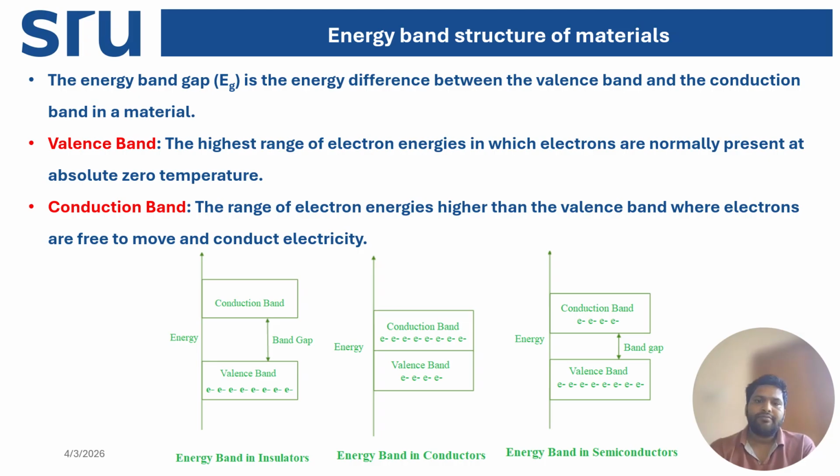In the next figure, the energy band of a conductor. In that figure we see that the conduction band and valence band overlap. In the third picture, the energy band of a semiconductor has a very small energy band gap, like 1.1 electron volts.